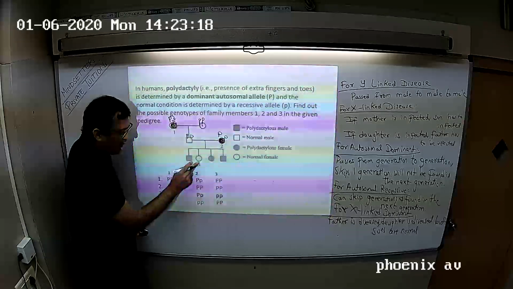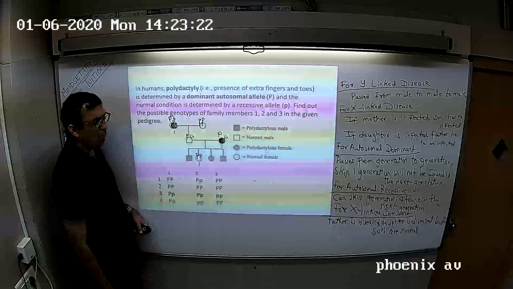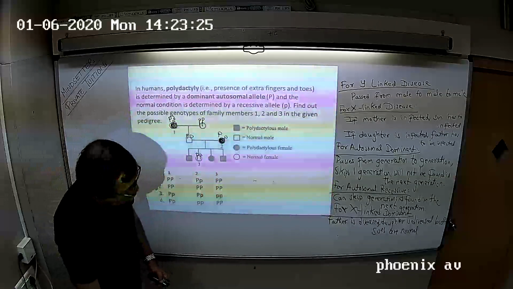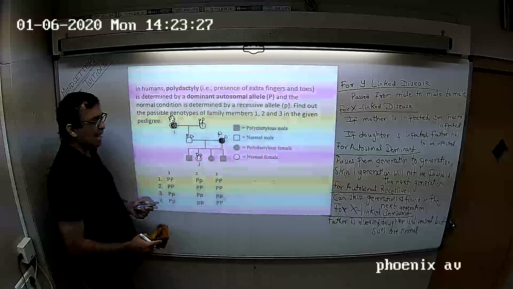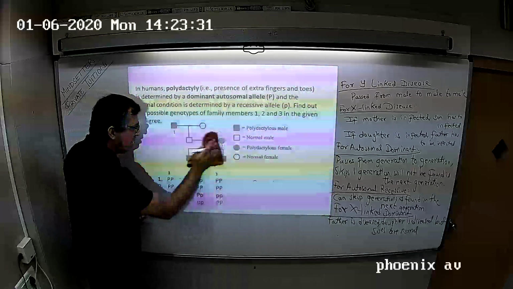And what does third child got? The third one got no disease. So she is small p, small p. So which disease is this? Autosomal dominant. And what is this an example of? Autosomal dominant disorder.